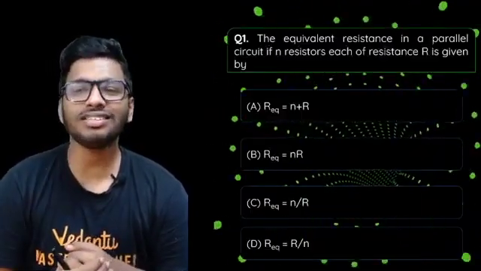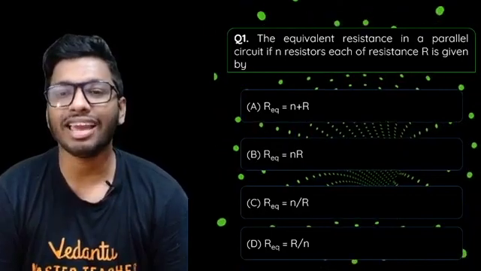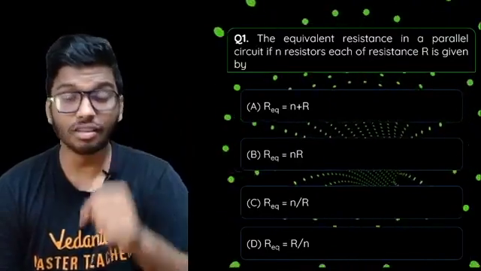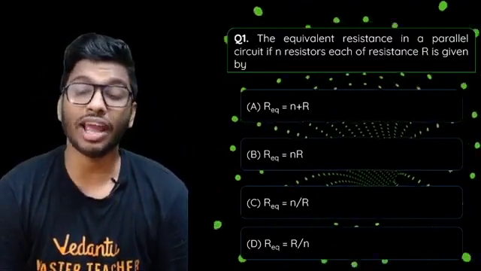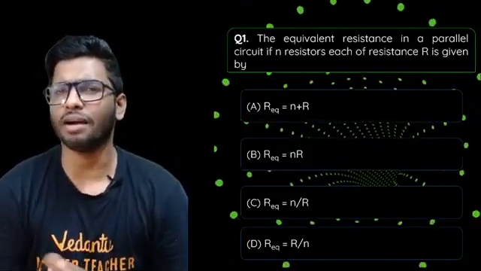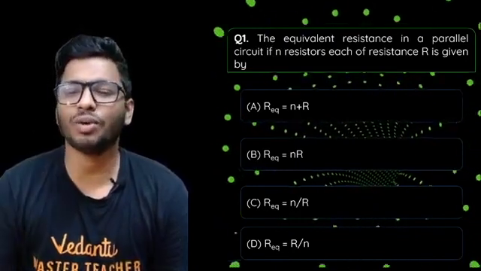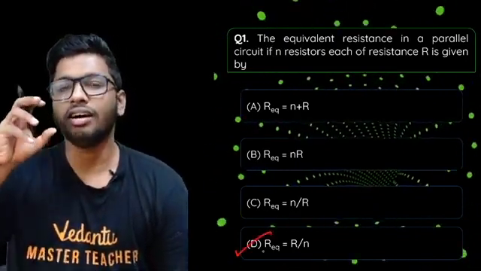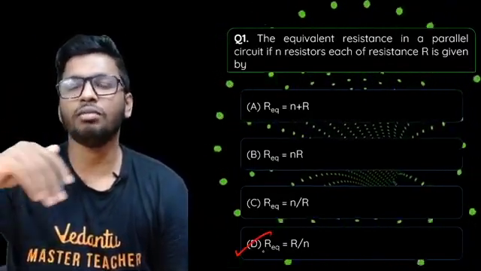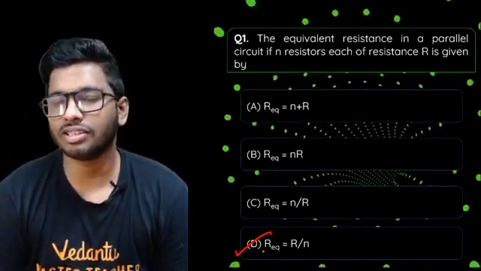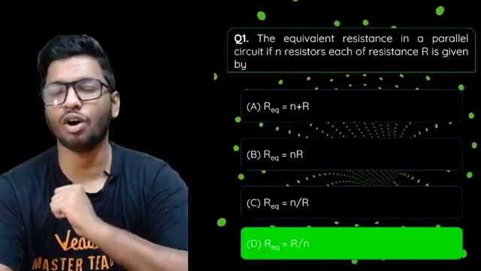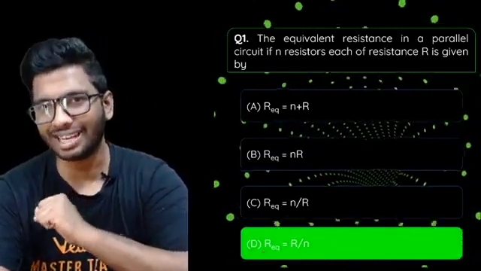Let me know. The equivalent resistance in a parallel circuit, if n resistors, each of resistance R, is given by what? R equivalent is equal to n plus R, R equivalent is equal to NR, R equivalent is equal to N by R, or R equivalent is equal to R by N. I just told you the answer for this question, so I'm pretty sure you would have given me the right answer. Anyways, the answer is option D, because in a parallel connection, the equivalent resistance is equal to the value of the resistor divided by the number of resistors connected. So the answer is option D, which is R by N. Simple as that.